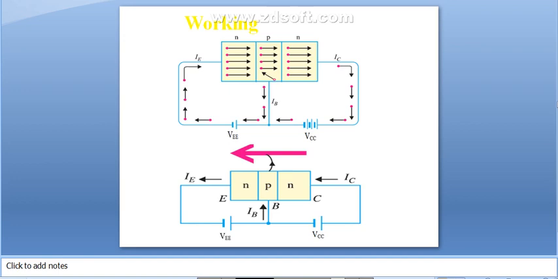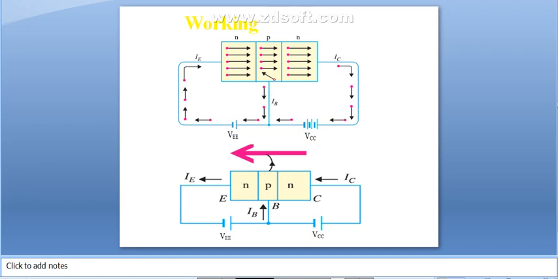The forward bias is applied to the emitter base junction. See here, the negative terminal is connected to n-type material, so the forward bias is applied to the emitter base junction of this NPN transistor. Due to this forward bias, a lot of electrons from the emitter region cross to the base region. More electrons are passing from emitter to base because the emitter base junction is forward biased.